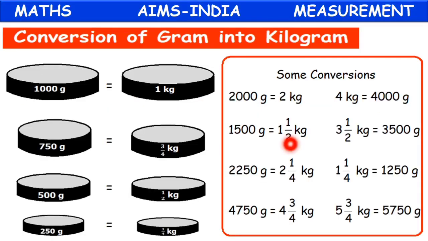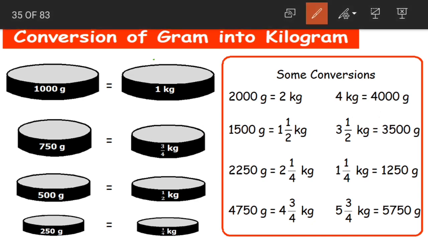Yes? Now coming to the conversion of grams into kilograms. Even in the measurement of length, we have seen how to convert one unit of measurement into another. Yes or no? We have seen how to convert meters into centimeters, kilometers into meters, and so on. Here we have two units. What are they? We have grams and we have kilograms. We have to convert grams into kilograms.